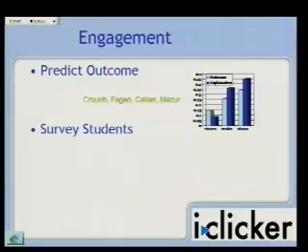Another fun thing you can do is survey students, and this is a technique I haven't used much. I only used it once in my physics course, and it was for a presidential election. I was just curious where my students were at and if I needed to fail them all or not.